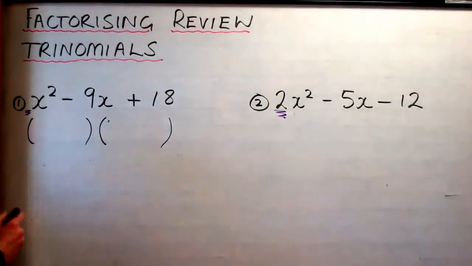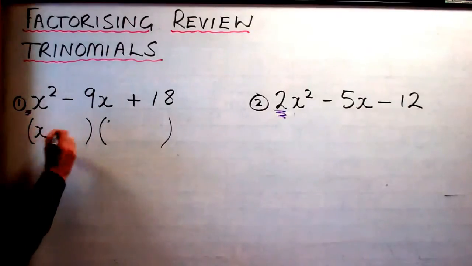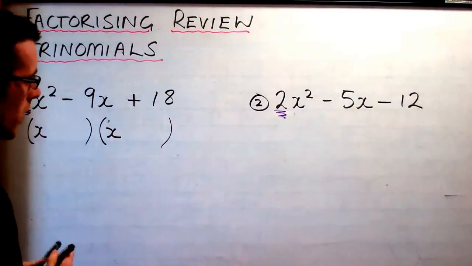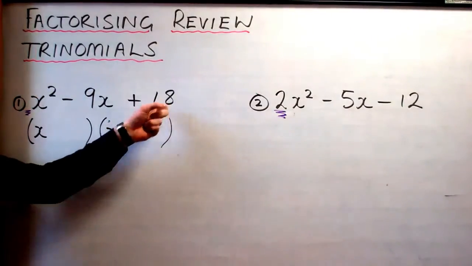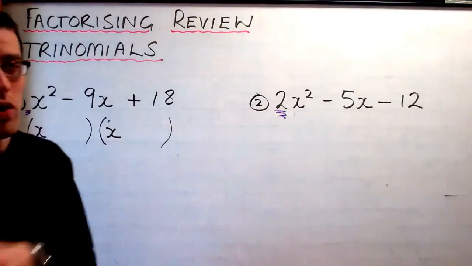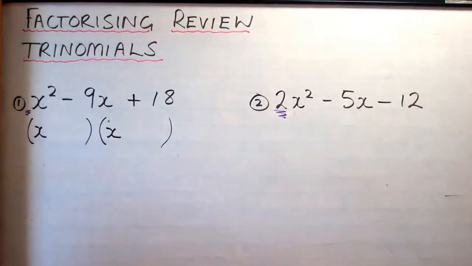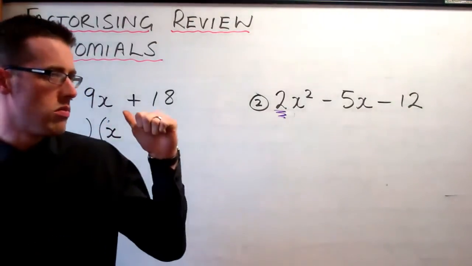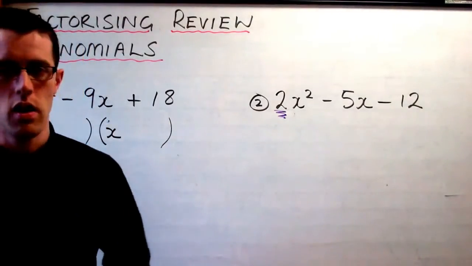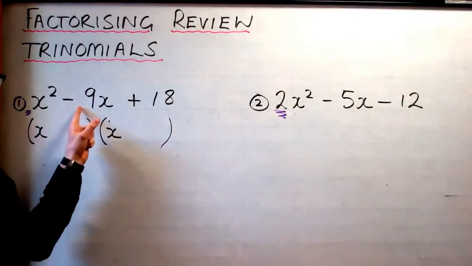Okay, so we know that each bracket is going to start with x, and to get the numbers that are going to go here, remember all we have to ask ourselves is what factors of positive 18 add together to give us -9. Now if I think about that, if I've got my factors of 18, I've got 1 and 18, I've got 2 and 9, I've got 3 and 6, but I'm getting -9.